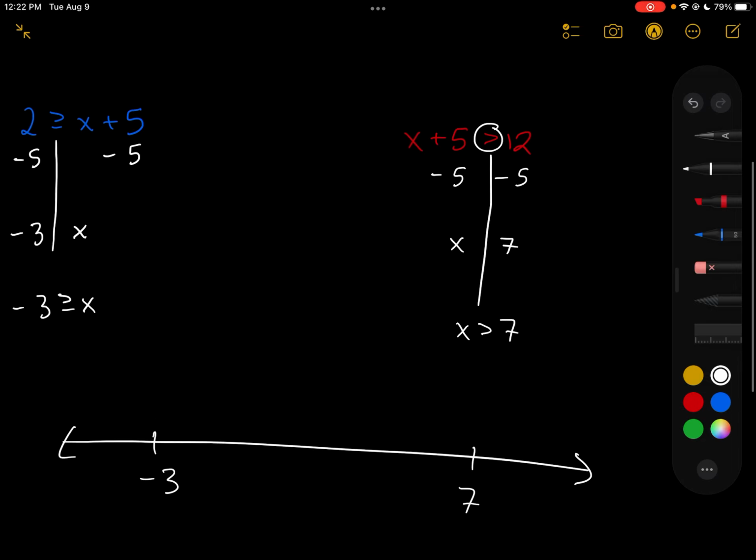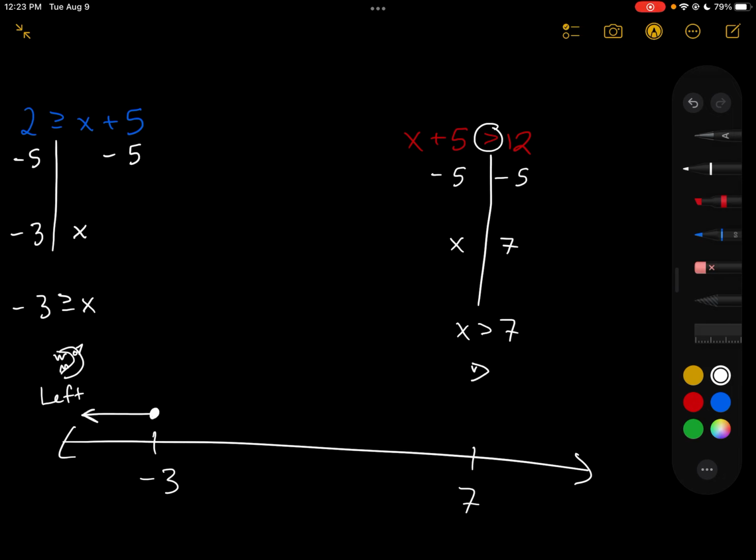So I want to take a second. I want to think about this one. And what are we going to see? Okay, so if we look at this, our little alligator. So the alligator's eating the number, not the variable, not the x. That means, okay, this one's going to go to the left. So we're going to start off with our nice shaded in dot because of the equal sign, and we're going to go to the left. Okay, great. Okay, so that's one side of it.